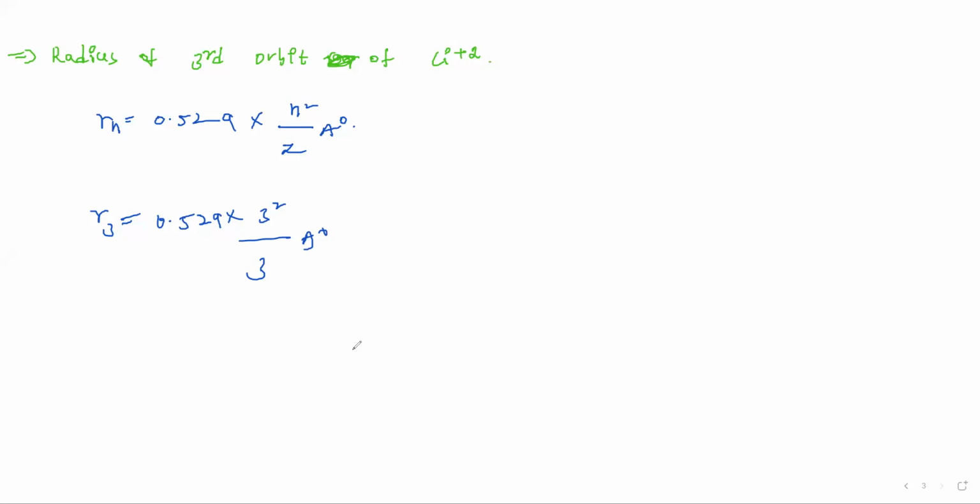Okay, we will discuss the remaining examples tomorrow. Actually, keep the heading radius of orbits, various orbits are completed. The next application is velocity of an electron. Okay, this will continue tomorrow.